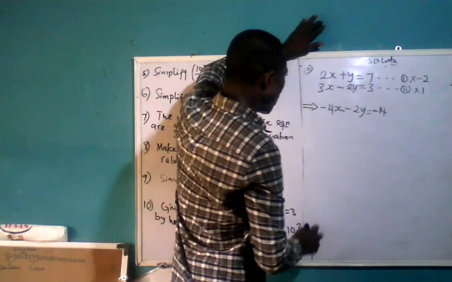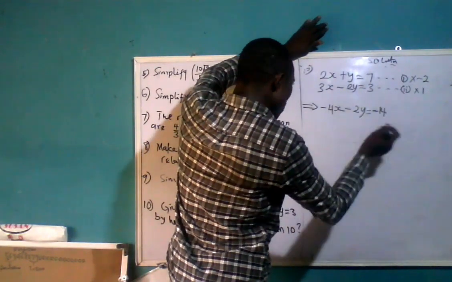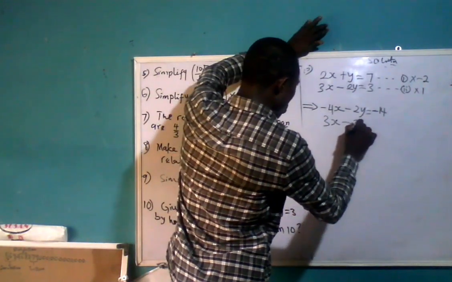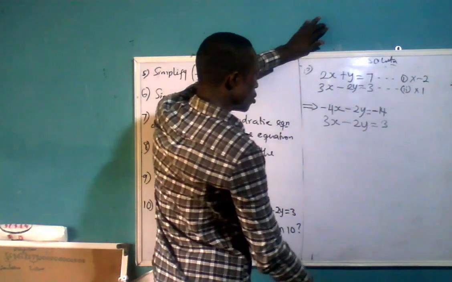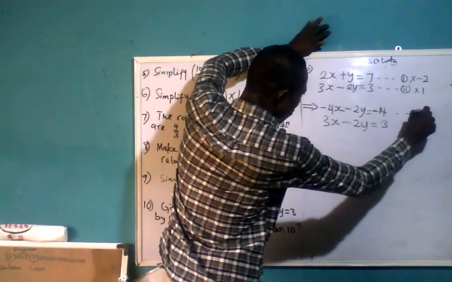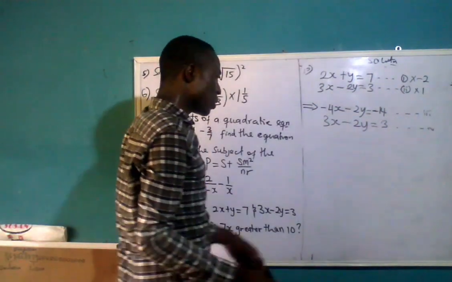Okay, now go to the second equation. Second equation, you are just multiplying by 1, and any expression multiplied by 1 will give you the same expression that we have: 3x minus 2y equal to 3. So I'm calling this equation 3. I'm also calling this equation 4. No need to waste time over it.